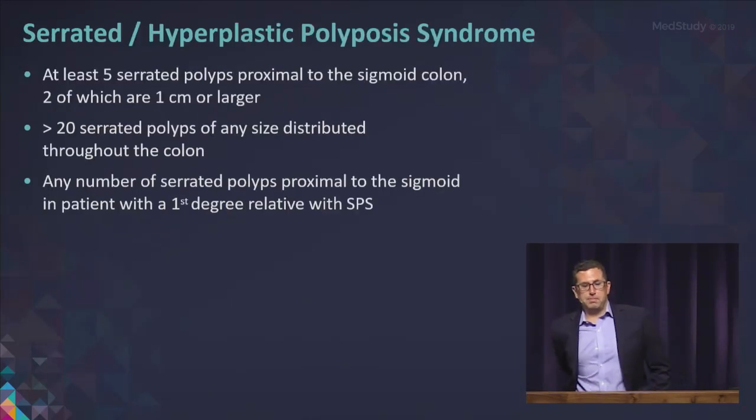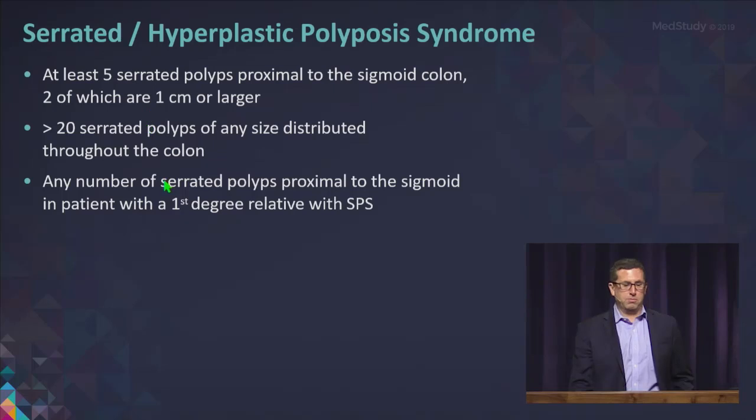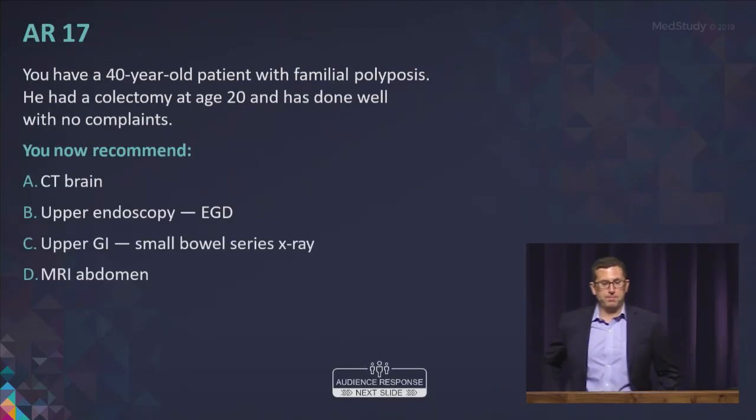There is something called serrated or hyperplastic polyposis syndrome, which I think people should be aware of because there's a high risk of colon cancer in these patients. So these are the criteria. You could read about them. I'm not going to go through it just due to time constraints, but just keep in mind that there is a high risk of colon cancer associated with that syndrome.